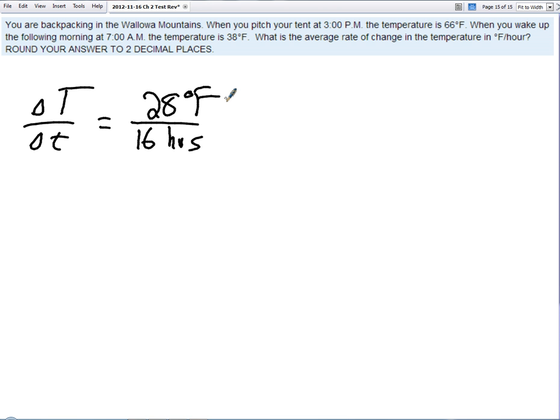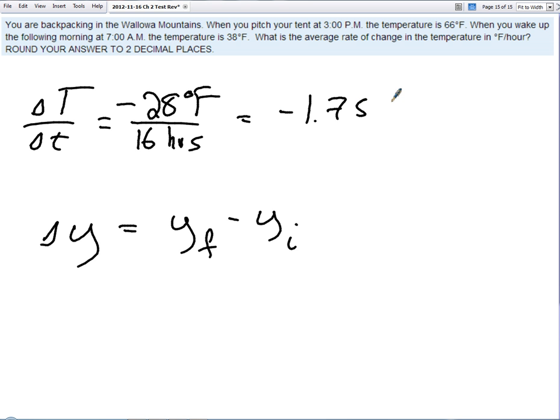Now here's the rule. When you look for a change in a quantity, let's say we're finding the change in y, it's always equal to the final value of that quantity, in this case y, so y final minus y initial. Always take the final value and subtract the starting value from it. So in this case we'd take the final value of 38 degrees and subtract 66 and get negative 28 sixteenths, which is what? It's going to be some decimal. Negative 1.75 degrees Fahrenheit per hour.